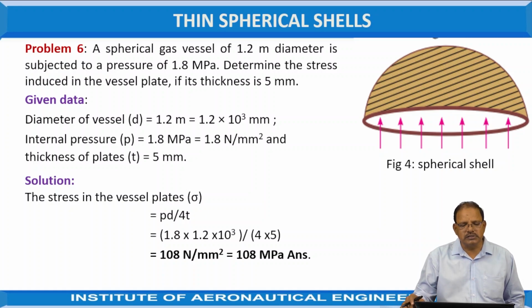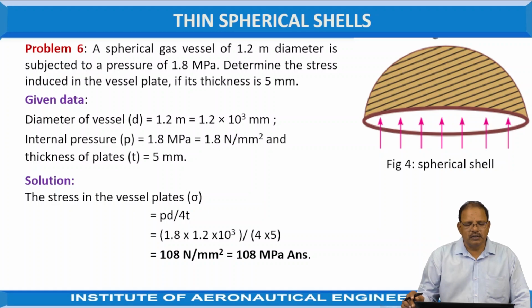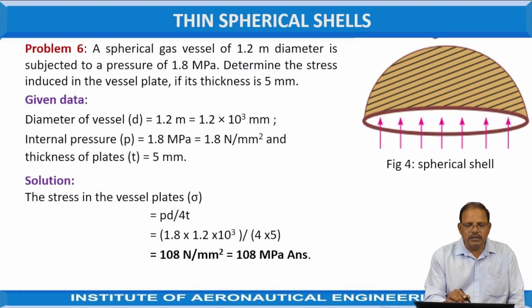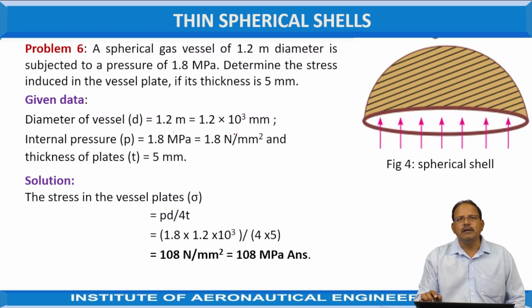Okay, based on these relations, we have one problem now. A spherical gas vessel of 1.2 meters diameter is subjected to a pressure of 1.8 megapascal. Determine the stress induced in the vessel plate if the thickness is 5 mm. The diameter of the vessel is equal to 1.2 meters, which is equal to 1.2 into 10 to the power of 3 mm.